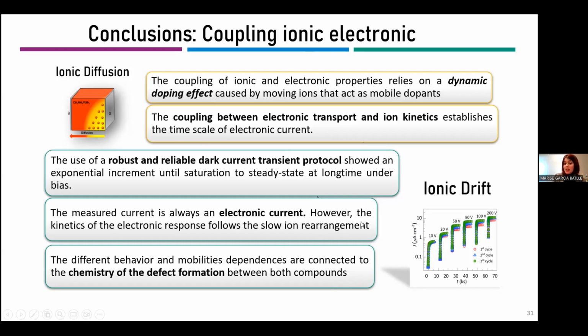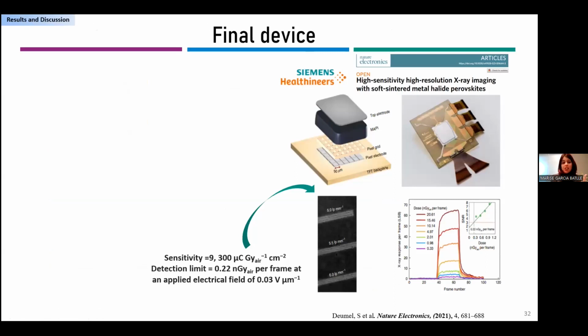You can observe here the different cycles and how we obtain a reproducible response. And as a main conclusion, this measured current is electronic, but the kinetics of this response follow this slow ion rearrangement. And finally, we can see that there is a difference when we use different compositions of perovskite material, and these differences are connected to the chemistry of the defect formation between both compounds.